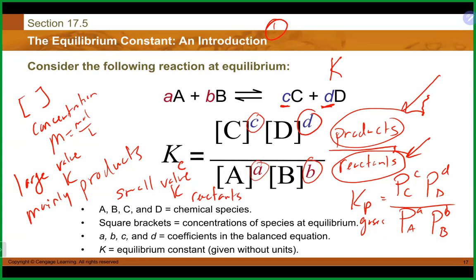There are big degrees of difference in that. You could have a K that is like times 10 to the 32, and you could have a K value that's like times 10 to the minus 56. So very small values, very large values. But that's essentially what the K value will tell you.